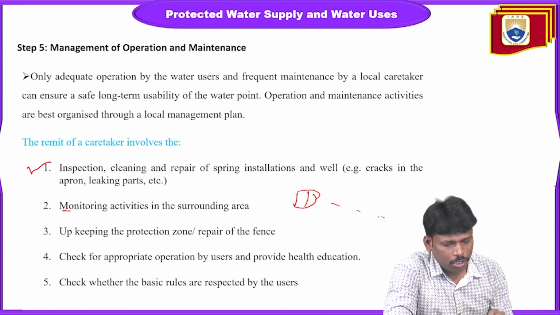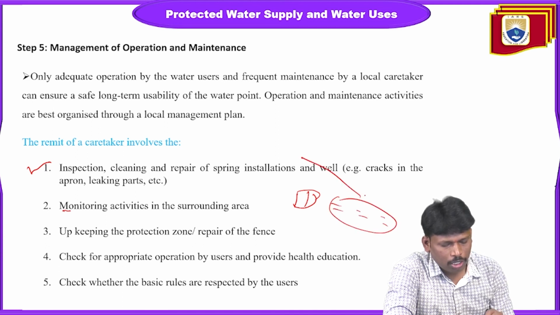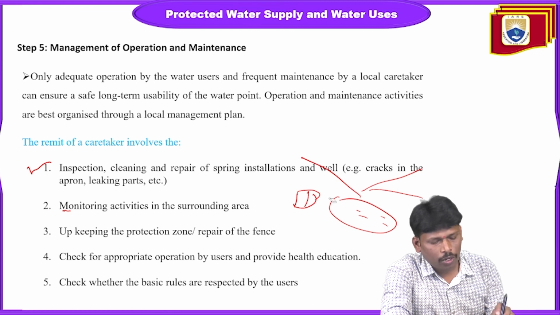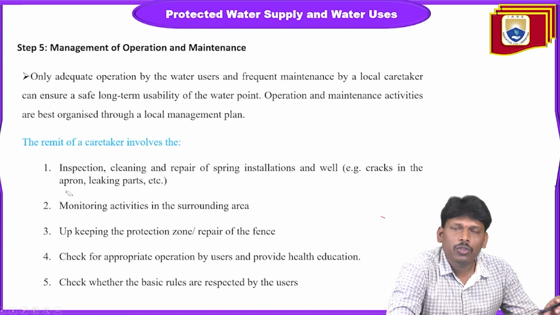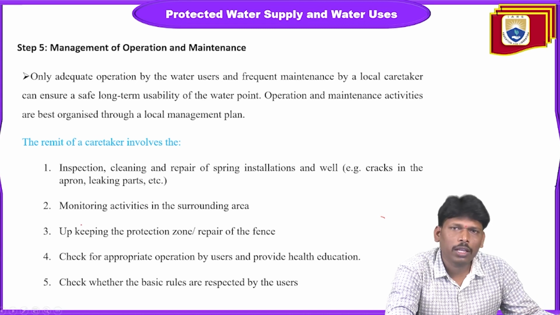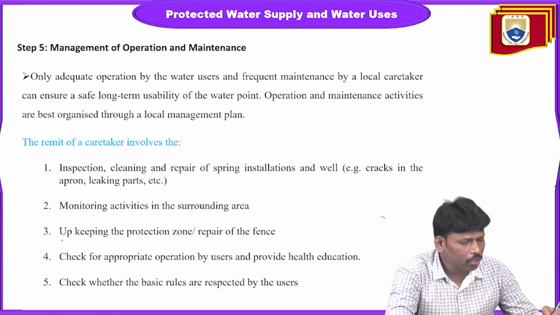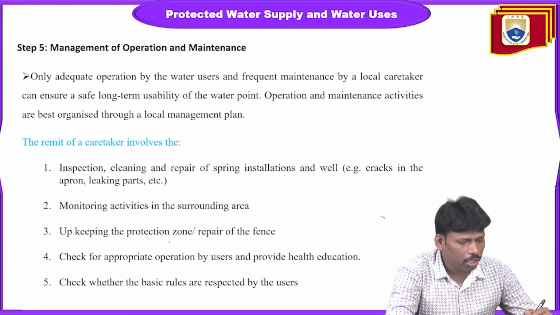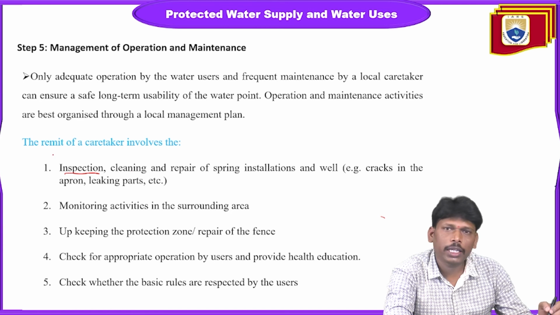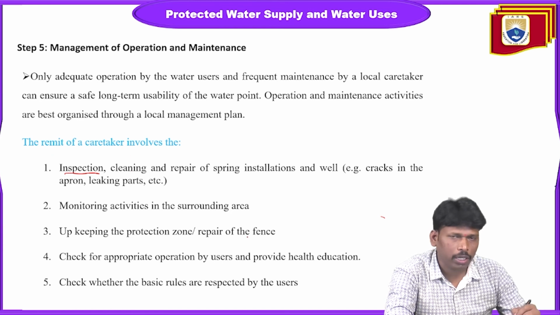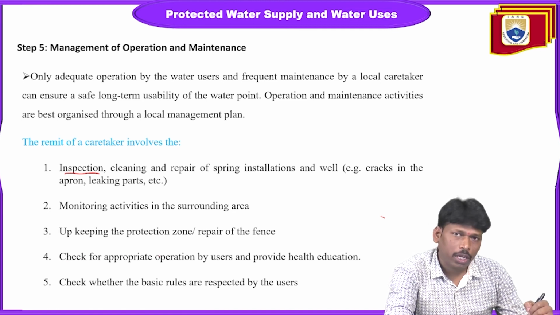This is our source, so we have to monitor the surroundings, what is happening. What various construction activities are taking place, what various chemical factories are being installed. We have to monitor, then accordingly we'll take preventive measures. Then upkeeping the protection zones, repair of the fence. If you do proper inspection, and due to any reason the fencing has collapsed, and the caretaker identifies it, then we have a charge to repair that fencing, and then we can reinstall the same.